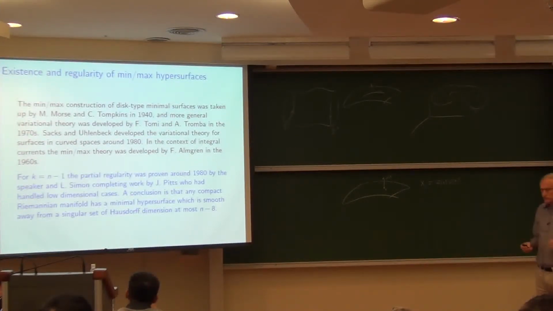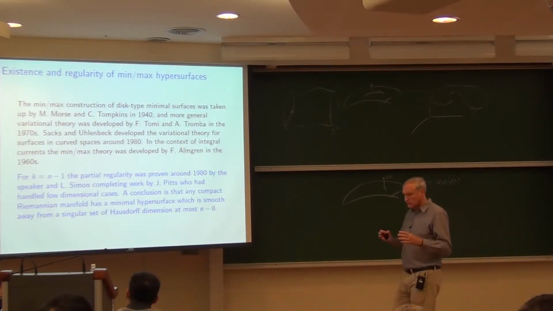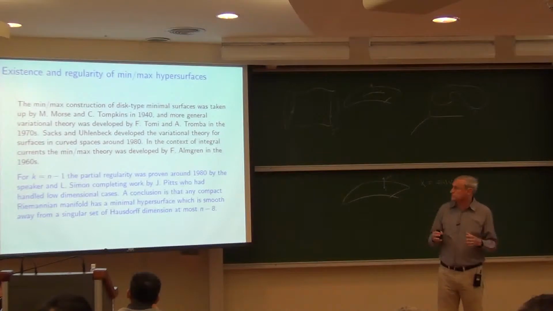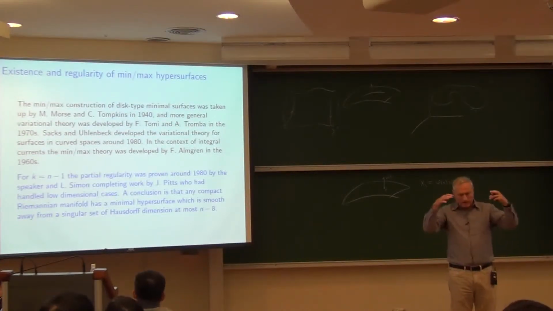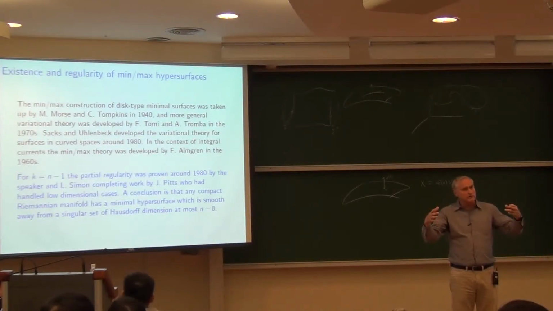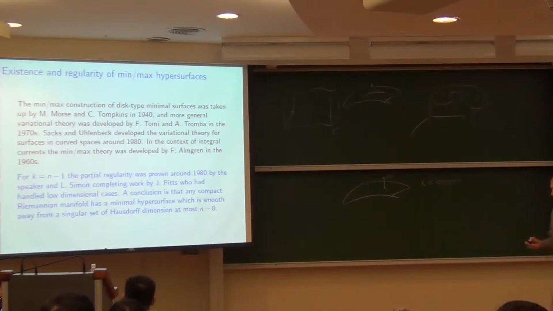So the conclusion from that is that if you take any compact Riemannian manifold, you can always find a minimal hypersurface in there, which is smooth and embedded, a non-trivial one, away from a set of Hausdorff dimension n minus 8. So in dimension 8 and higher, the min-max surface might be singular, just as volume minimizers are. But they have the same sort of regularity as minimizers do.